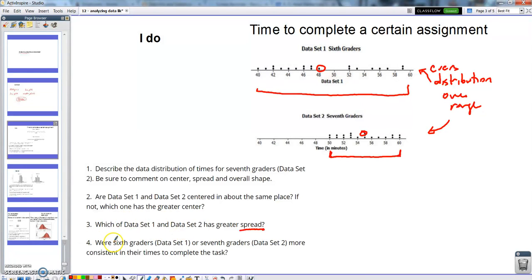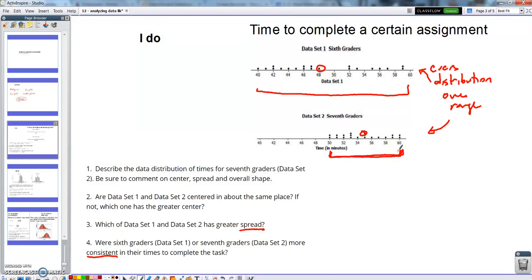And the last thing, were 6th or 7th graders more consistent in their times? Well, I would say the 7th graders were much more consistent because first I took all those 7th graders and they're only spread out among 10 minutes. So there's lots of 2s and 3s here, whereas it's lots of 1s and 2s here. They were more spread out, less consistent in 6th grade. A much tighter group in 7th grade.